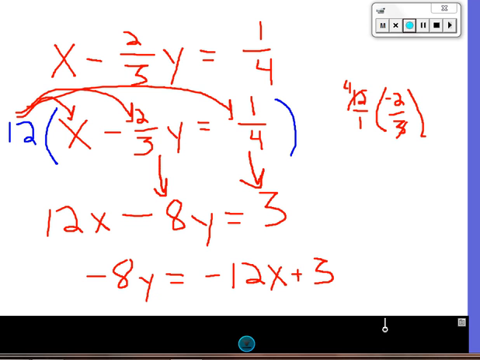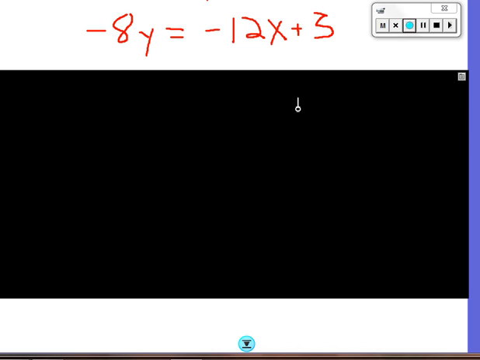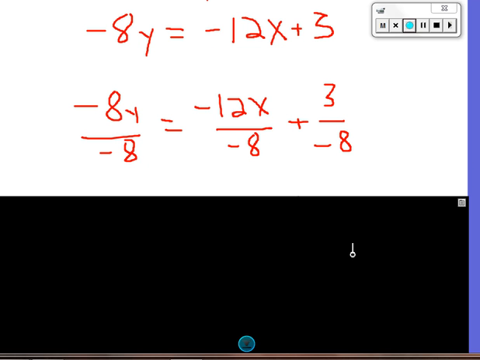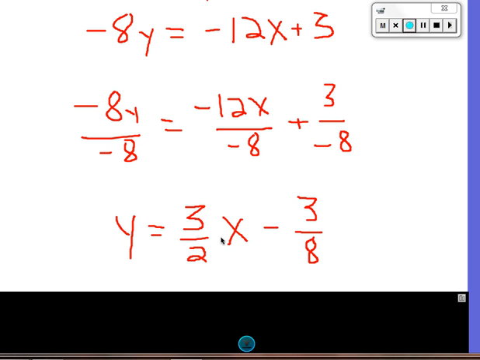Once we've subtracted 12x from both sides, we still have to get this y by itself, so we're going to divide everything by negative 8. Okay, every term by negative 8, which will give us negative 8 divided by negative 8. Here's our y by itself.